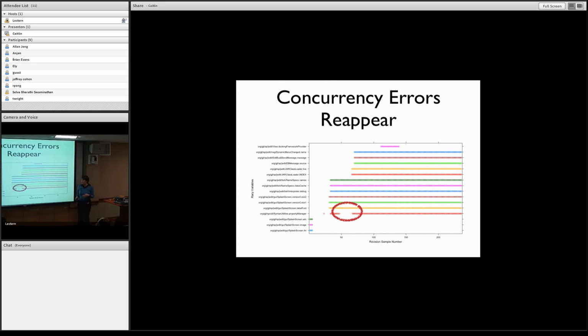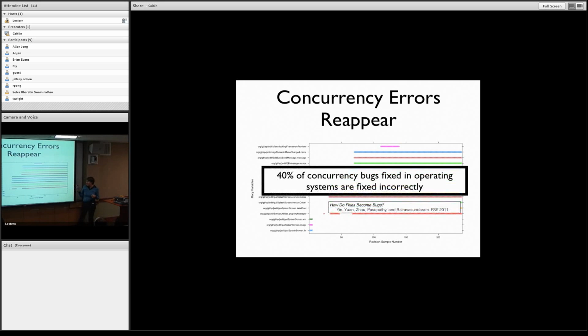So, these are races. Maybe some of these are benign. There's actually debate whether benign race makes sense or not. There's a paper called Data races are evil with no exceptions. That's an interesting position paper on that. The other thing, though, is there's a paper from FSE this year that found that 40% of concurrency bugs that are fixed in operating systems were actually fixed incorrectly. If these bugs are fixed, that means that someone cared enough to go about fixing them. So this is a pretty big number of bugs fixed incorrectly.